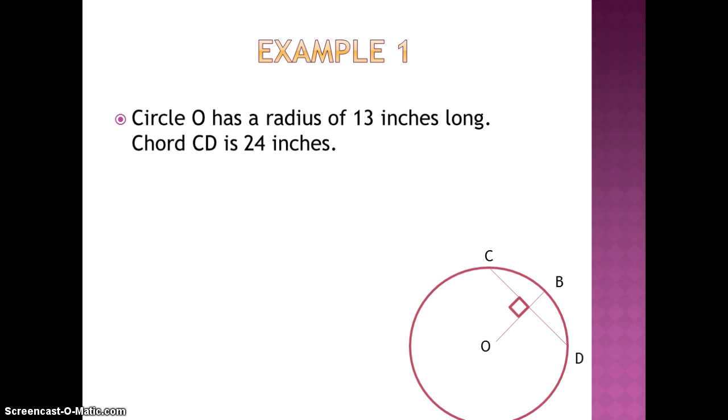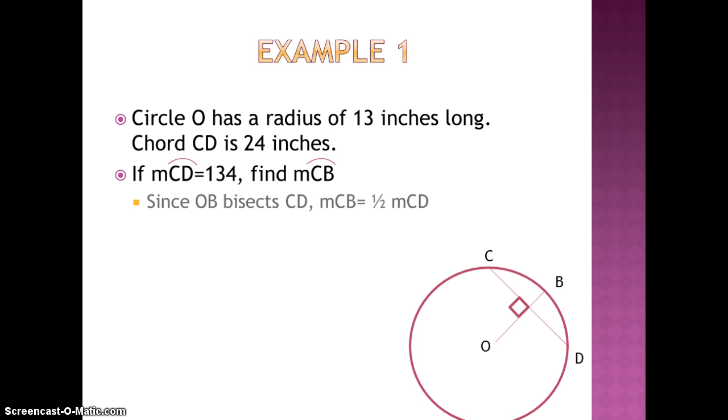Example 1. We have circle O with a radius of 13 inches. Chord CD is 24 inches. If the measure of arc CD is 134, find the measure of arc CB. Since OB bisects CD, because they're perpendicular, the measure of arc CB is 1/2 of the measure of arc CD, because we're bisecting them into 2 congruent parts.